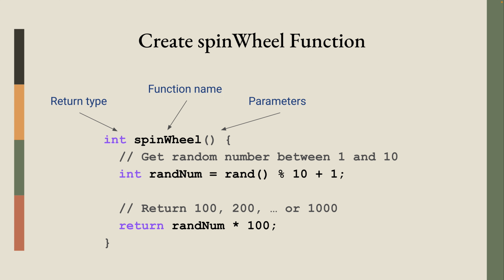This is a very base function for spin wheel. If we wanted to, we could always come back and update it to make it a little bit more sophisticated. But this will at least give us some random number between 100 and 1,000, and will serve for our pseudocode for now.